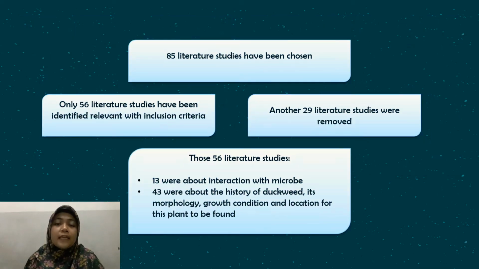For the quantity, 85 literature studies were chosen, but only 56 of them were identified as relevant to the inclusion criteria. The rest were removed. Of those literature studies, 13 touch on the interaction with the microbiome, while the rest touch on the history of duckweed, morphology of the duckweed, growth condition, and location where it is found.